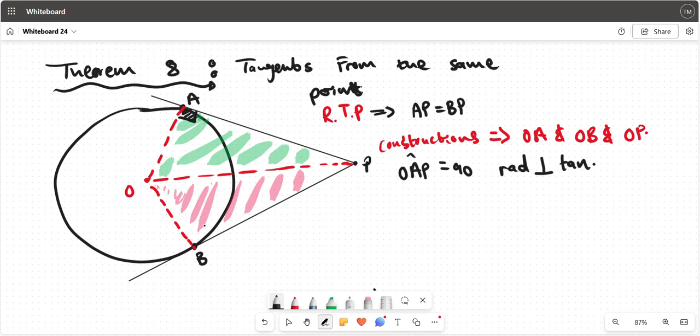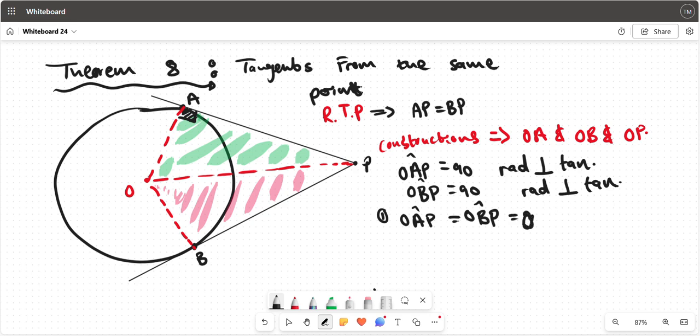And I can state the same thing in this other triangle, right? And what is that equal to? This is the same as angle OBP, which is also equal to 90 degrees. Same reason, radius perpendicular to tangent. So what does this tell me? It tells me that angle OAP is therefore equal to angle OBP. They're both equal to 90 degrees, so they have to be equal to each other. So that's my first statement.